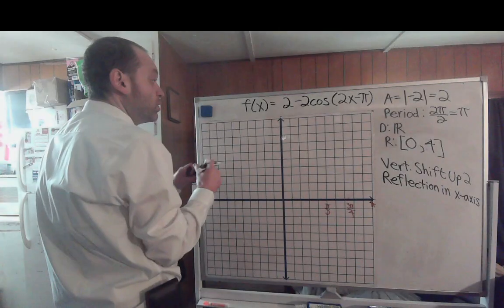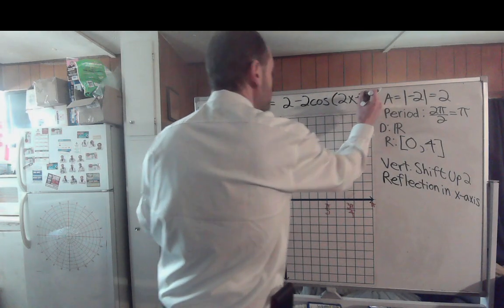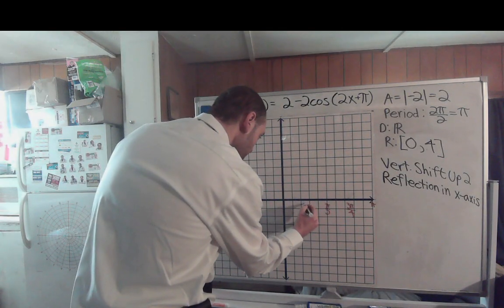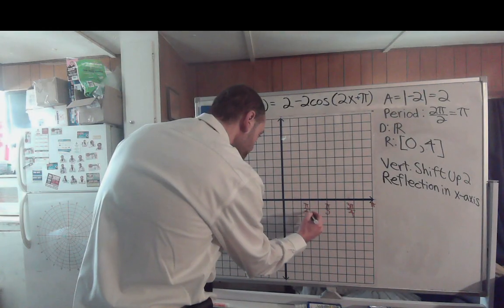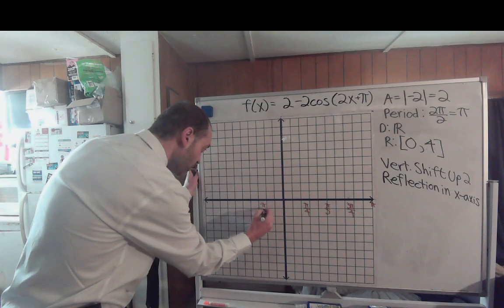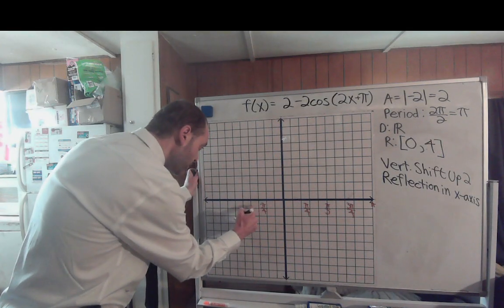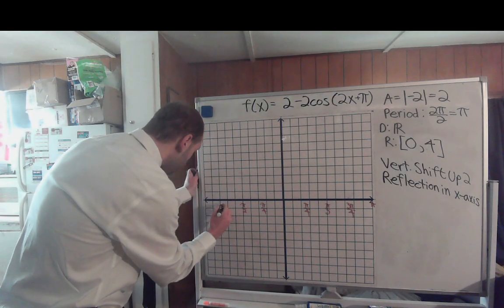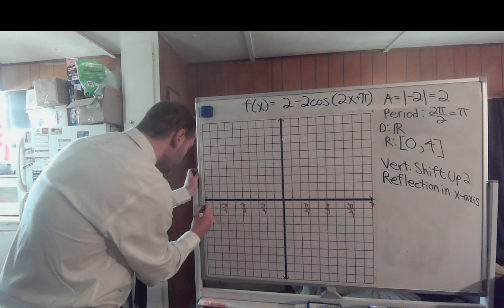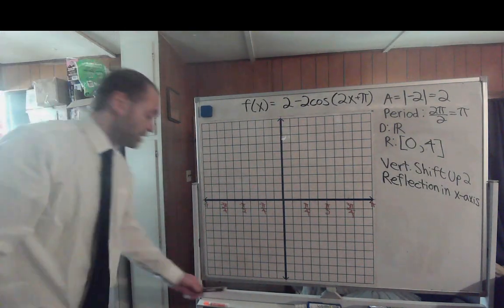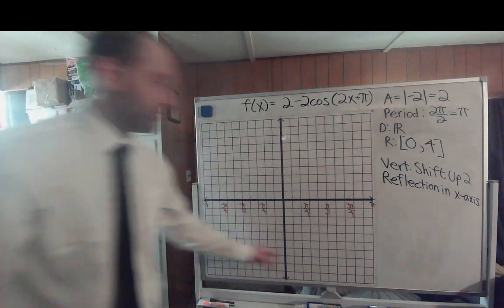I'm going to make one change though. We're going to do 2x plus pi this time. Alright, here's pi over 4. Negative pi over 4. Negative pi over 2. Negative 3 pi over 4. Then there's negative pi. Alright, so there's going to be 2 full periods from negative pi to pi.